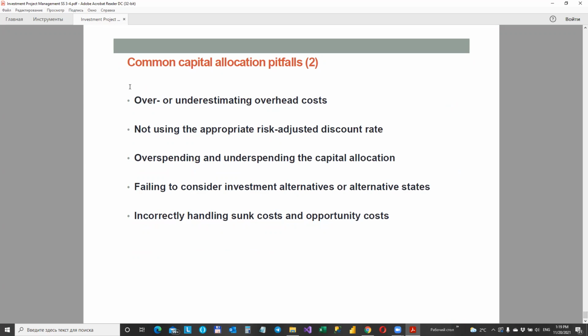The next slide contains other pitfalls. So, over or underestimating overhead costs. That is the case in many instances in many projects. In large companies, the cost of investment may include the overhead it generates for such things as management time, information technology support, financial systems, and other support. Although these items are hard to estimate, over or underestimating these overhead costs can lead to incorrect analysis by the companies.